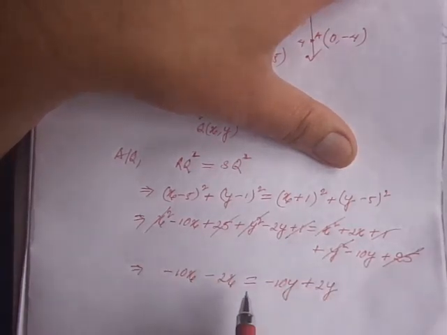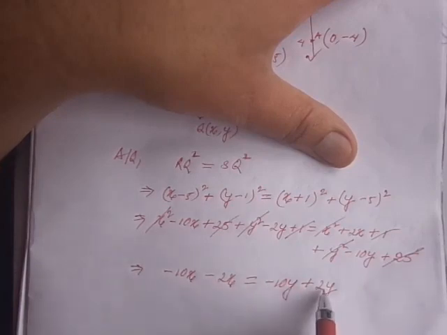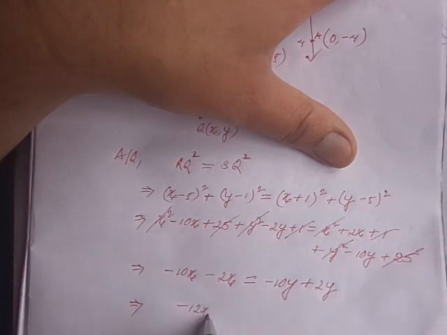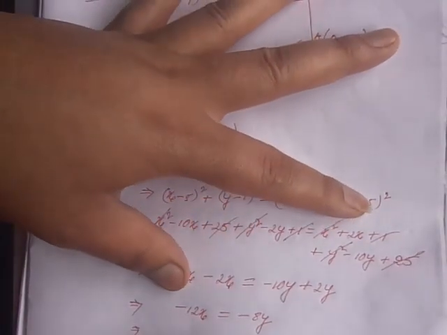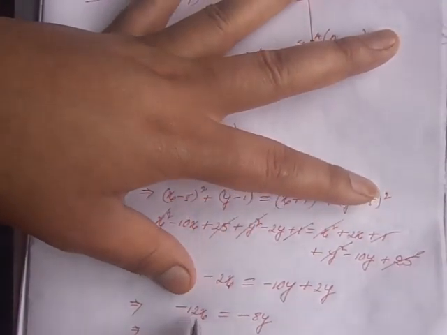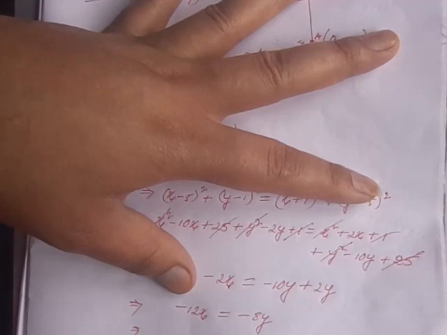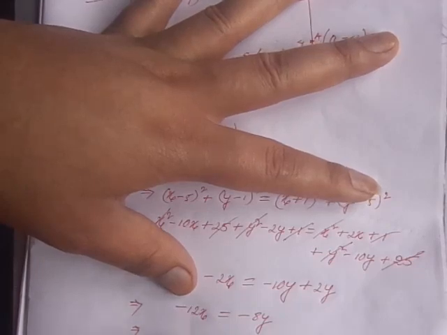Now I'm bringing all the x to one side and all the y to another side. So from here we get minus 12x equal to minus 8y. So minus and minus can cancel. So that means 12 and 8 are both divisible by 4. If you divide by 4, this will come 3x equal to 2y.